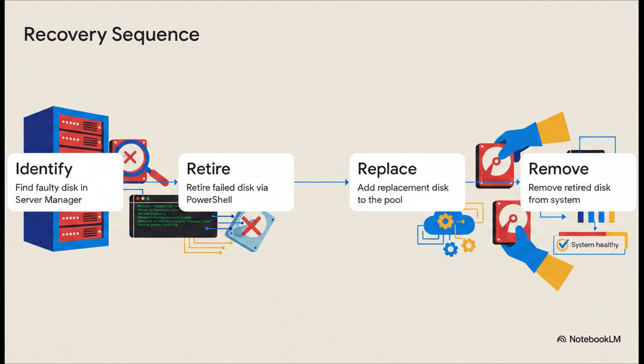Second, you have to retire the failed disk via an administrative PowerShell session. This ensures the system stops trying to write to it. Third, physically swap the drive and add the new primordial replacement disk into your storage pool. And finally, step 4, you remove the old, retired disk from the system entirely. Once you do that, the server automatically rebuilds your parity and returns to full health.